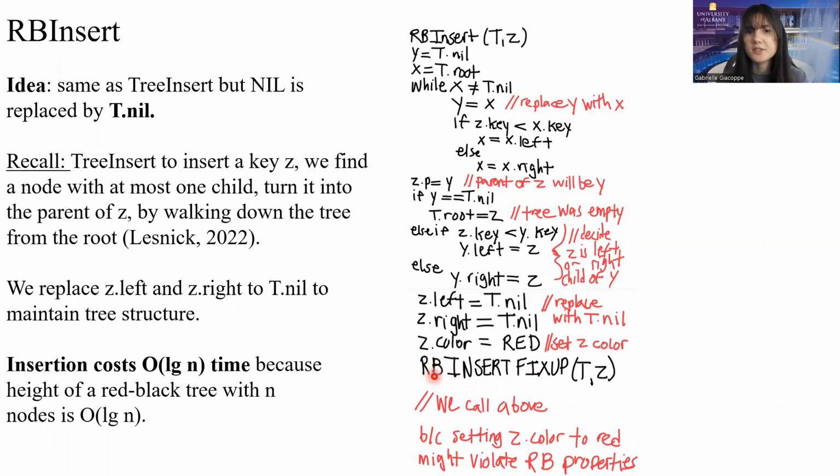Its main purpose is to recolor the nodes so that they are satisfying the red-black tree properties. Before I get to that though, insertion costs big O of log n time, because we're looking at the height of the red-black tree. So if the tree has n nodes, then it's big O of log n.